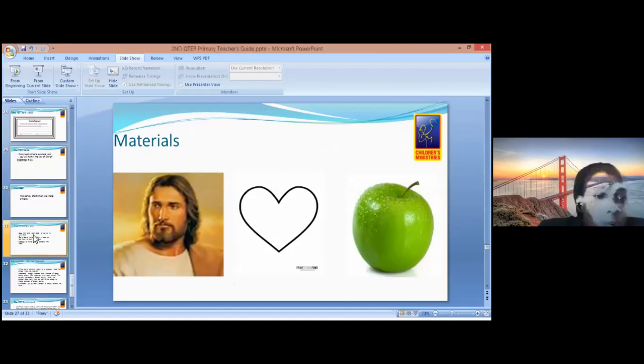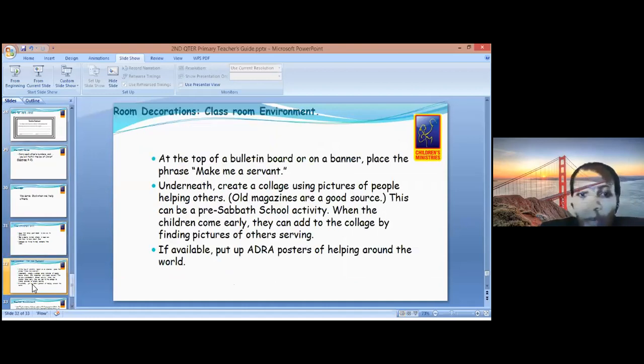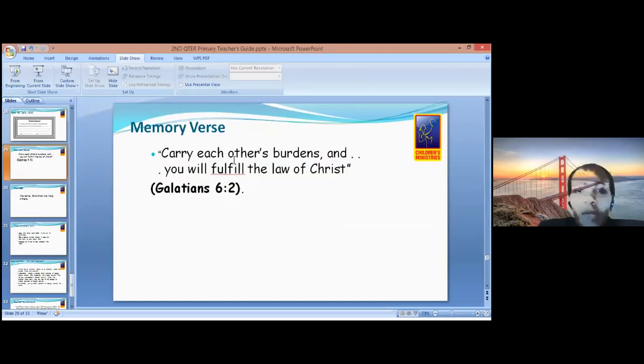When you look at the memory verse, I'll take you through the memory verse. It came from Galatians. Carry each other's burdens and you fulfill the law of Christ, Galatians 6:2.